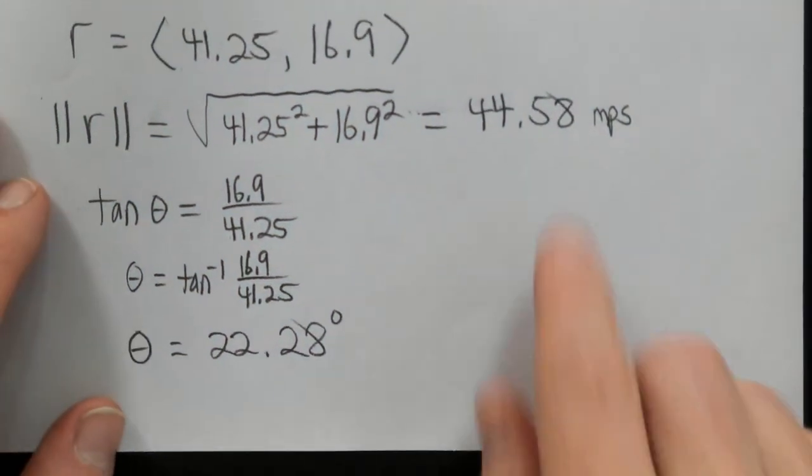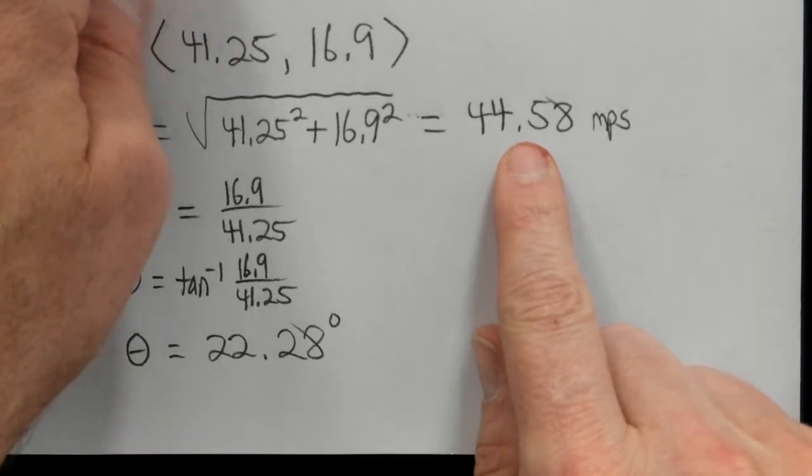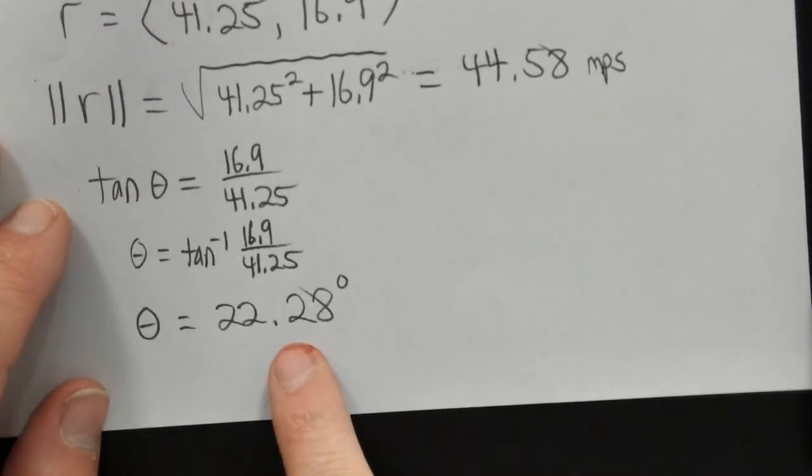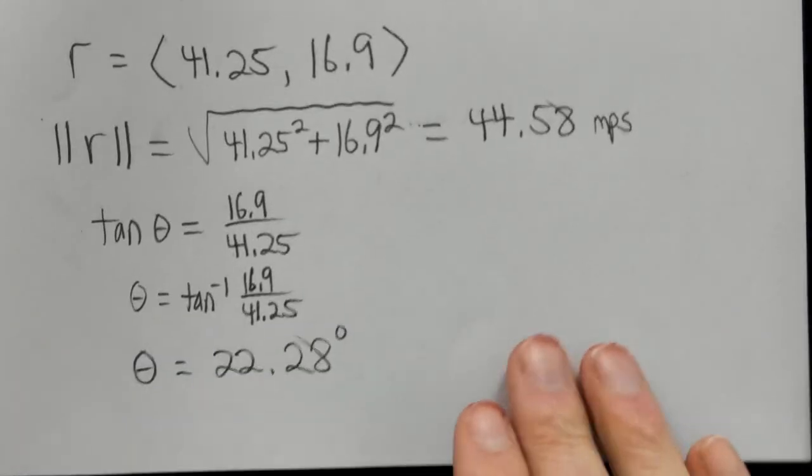Okay, so this is the resultant speed of the pass. This is the resultant direction of the pass. All right. Let's try another one. Okay, this one's a little different scenario.